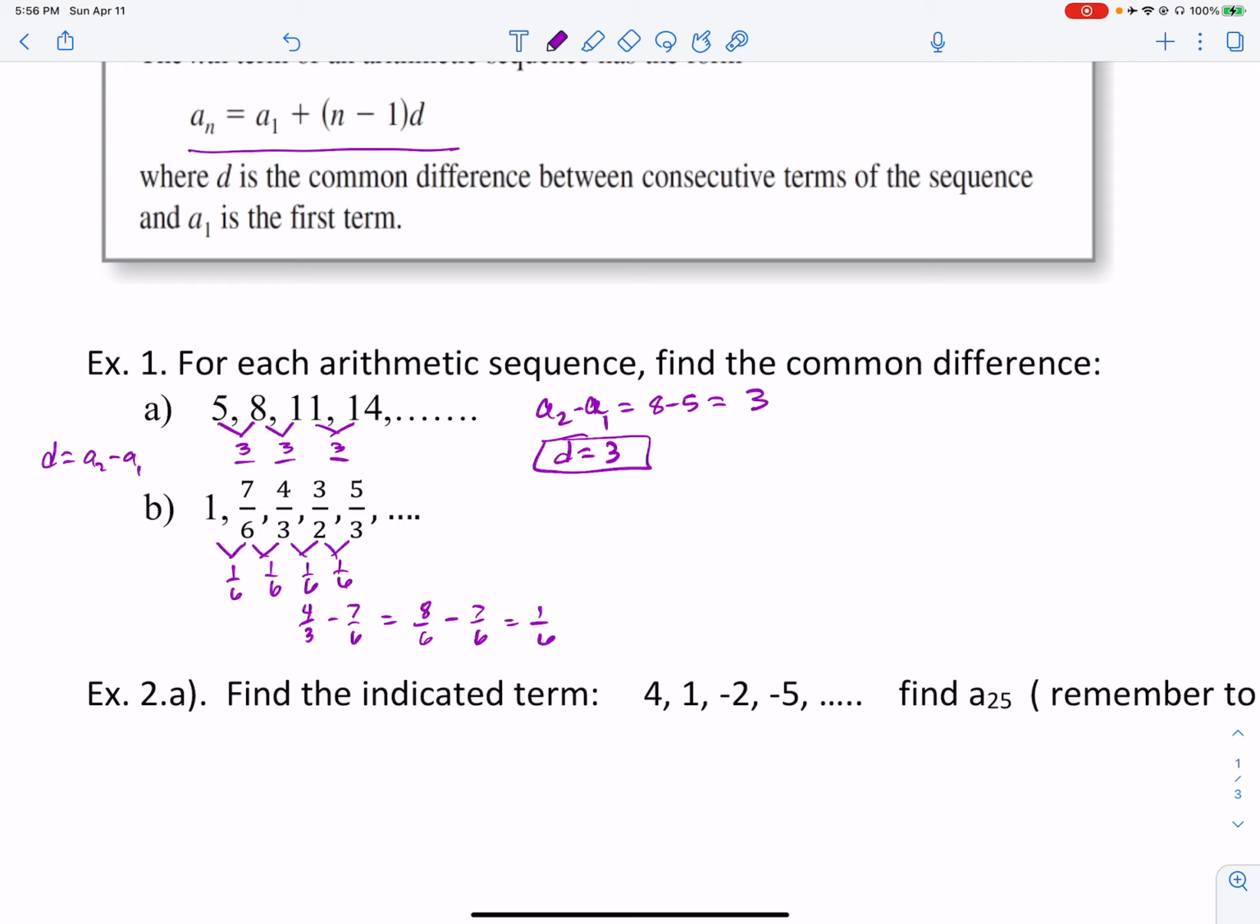Sometimes it's easier if you create a common denominator, which is 6 in all of these, and rewrite them with that common denominator, and it's easier to see that they're going up by 1/6 from term to term to term. But again, that common difference, that a sub 2 minus a sub 1 being 7/6 minus 1, you're getting 1/6. So that common difference is 1/6.